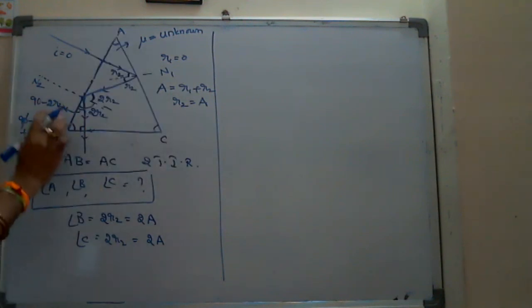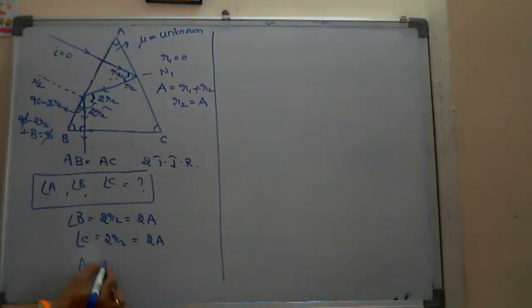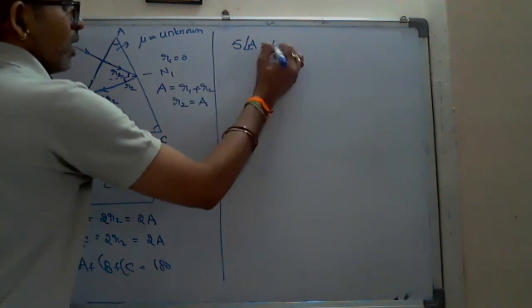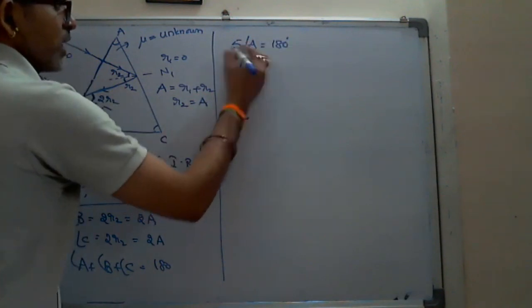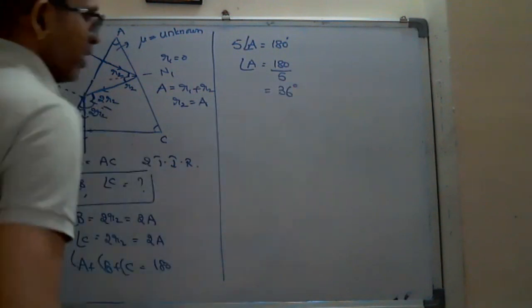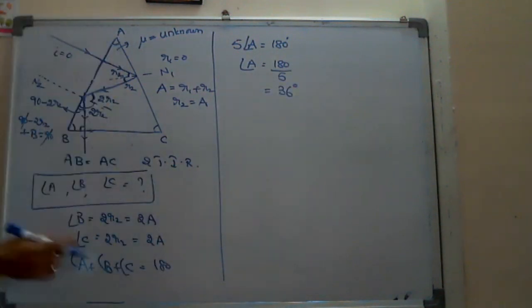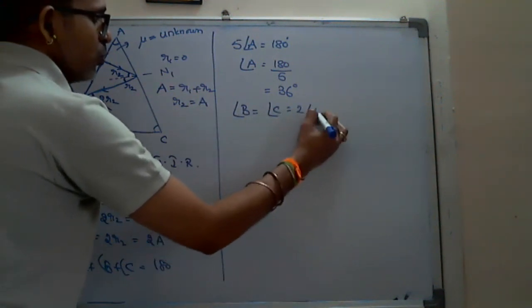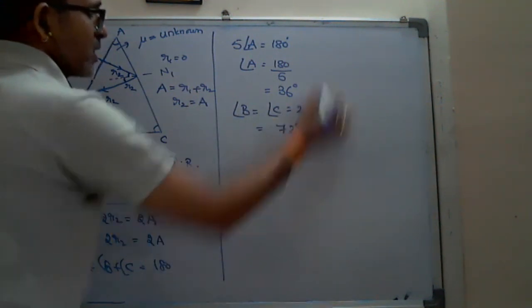Total angle in the prism is 180 degrees. So A plus B plus C should be equals to 180 degrees. So here angle A plus angle B, 2A, plus angle C, 2A, total 5A is equals to 180. That implies angle A is equals to, straight away you are getting 180 by 5, which is 36 degrees. Angle A is 36 means you can say B and C also. Why? Because B is equals to 2A. So angle B is equals to angle C is equals to 2A, that is 72 degrees.